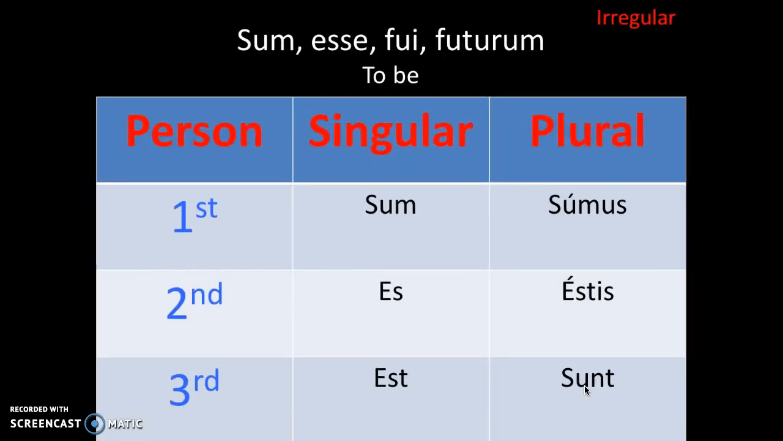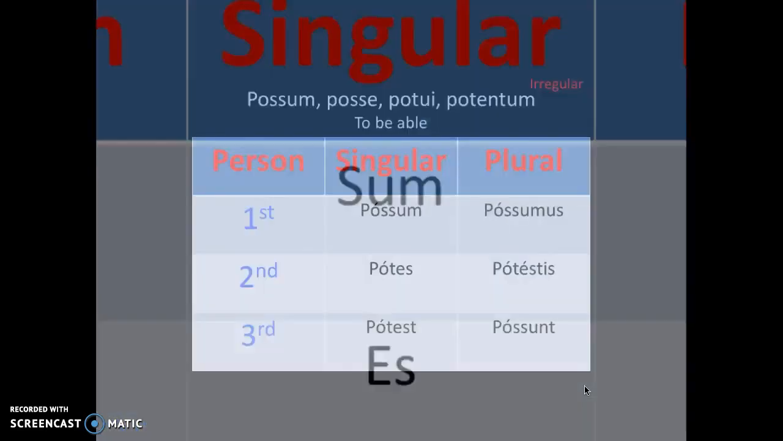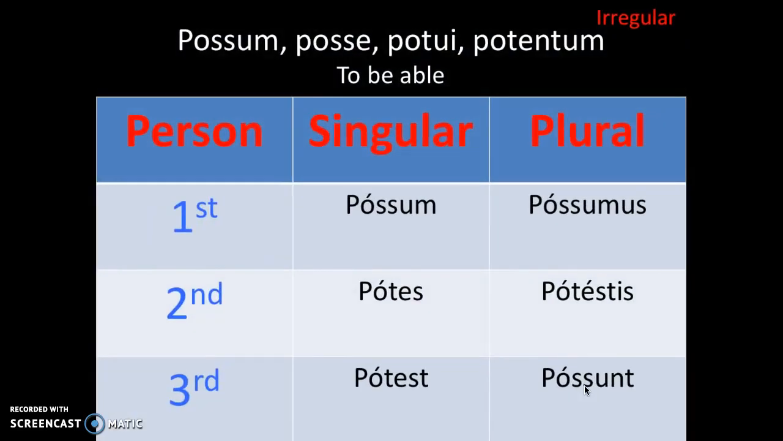Now let's take it a step further and go to the irregular verbs. An irregular verb, sum, esse, fui, futurum, which means to be, goes like sum, es, est, sumus, estis, sunt. Now another irregular verb is possum, posse, potui, which means to be able. It goes like possum, potes, potest.